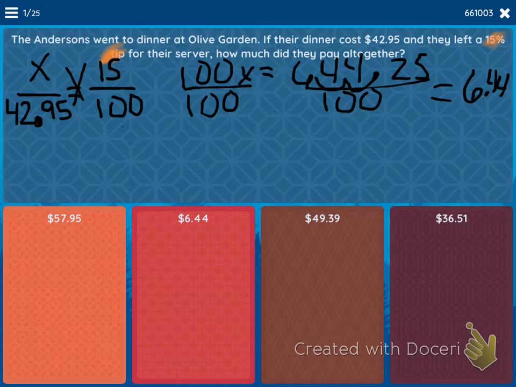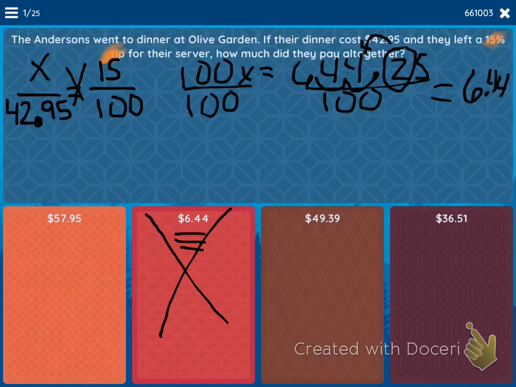And yes, I know there's a 2.5 there, but when we're dealing with money, we would just have to look to see, does this 2 round the cents up? And it doesn't, so it stays $6.44. Now, the temptation here is to pick the $6.44 here, but that's not what it's asking. It's asking how much did they pay all together.